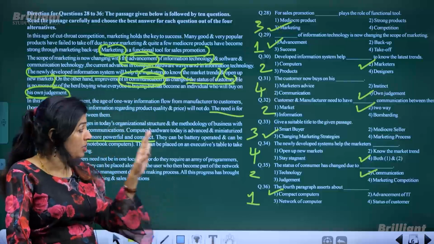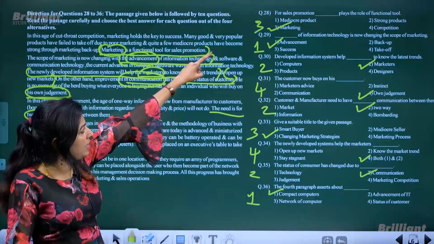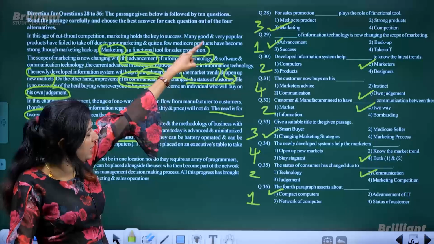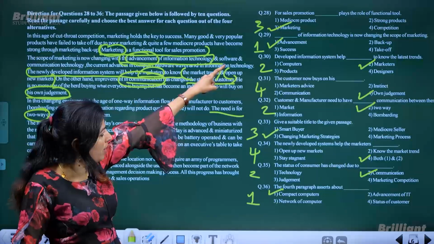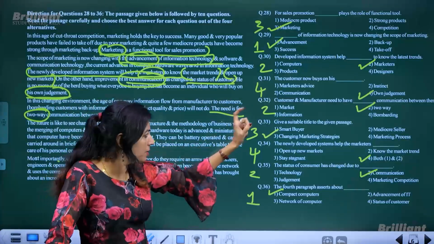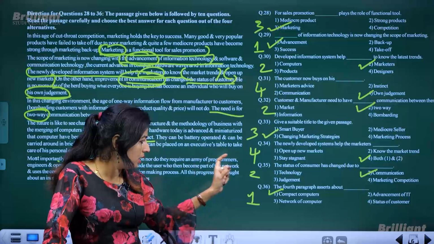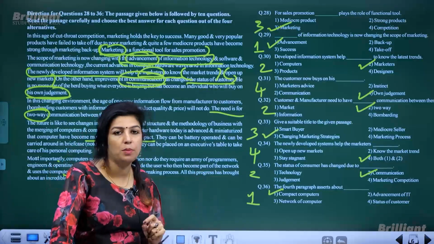Okay, so based on this passage, question number 28, option number 3, 29, option number 1, 30, option number 2, 31, option number 4, 32, option number 2, 33, option number 3, 34, option number 4, 35, option number 2, and 36, option number 1.